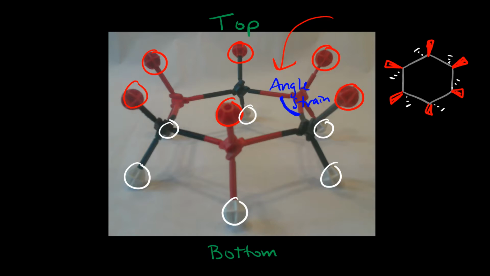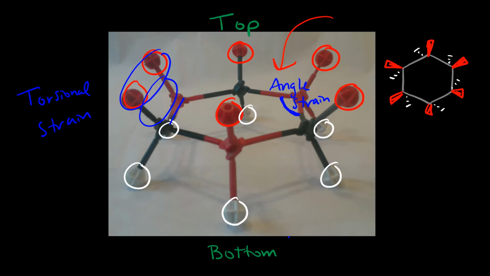The other problem is if you were to look down each one of these carbon-carbon bonds, you would see that there's a lot of eclipsing taking place, so the torsional strain is maximized here. And if you had any groups on here besides hydrogen, you would also see steric strain introduced as well.